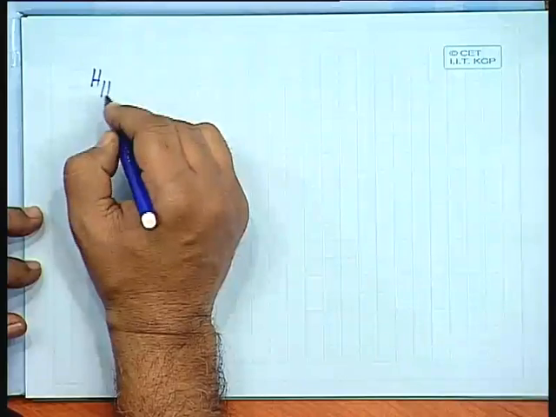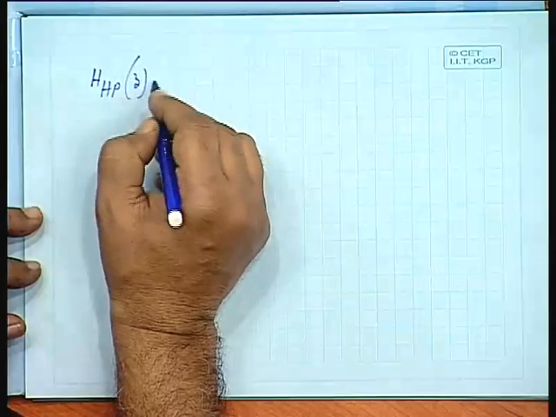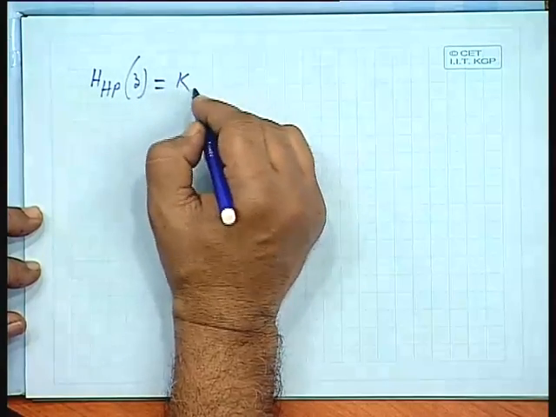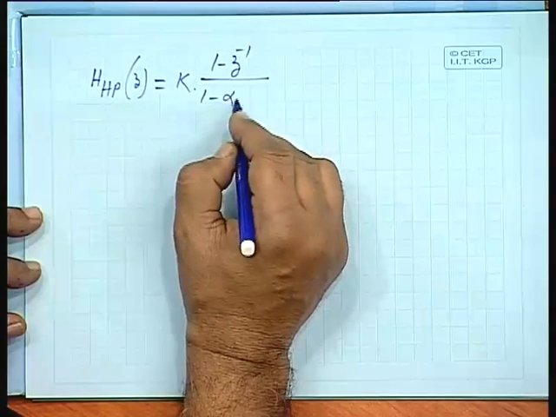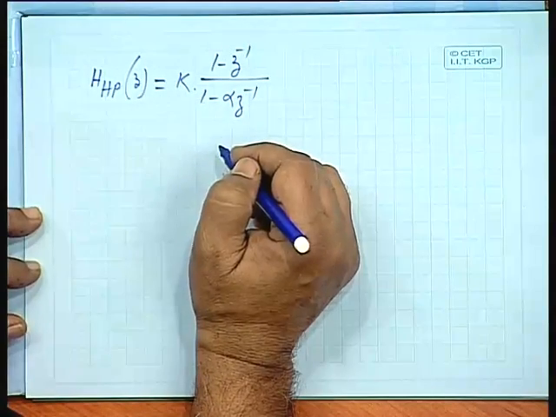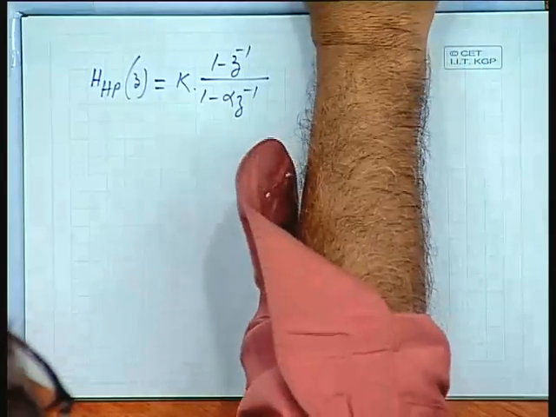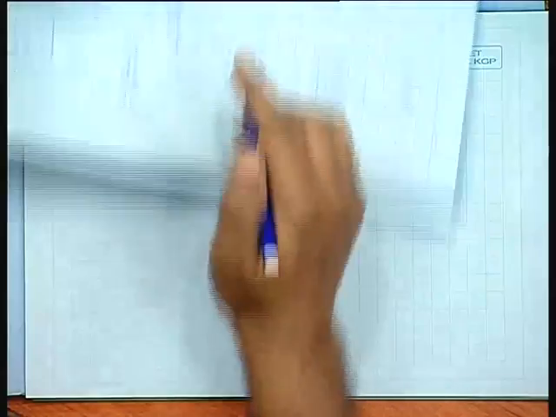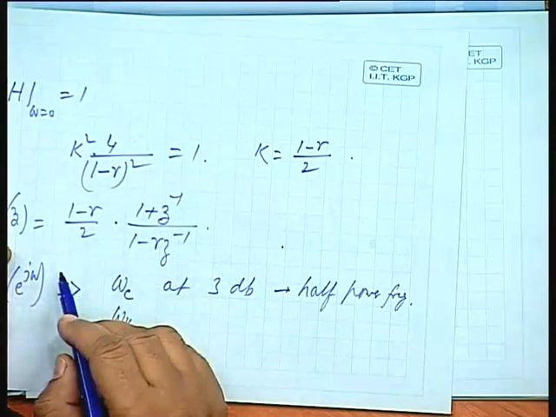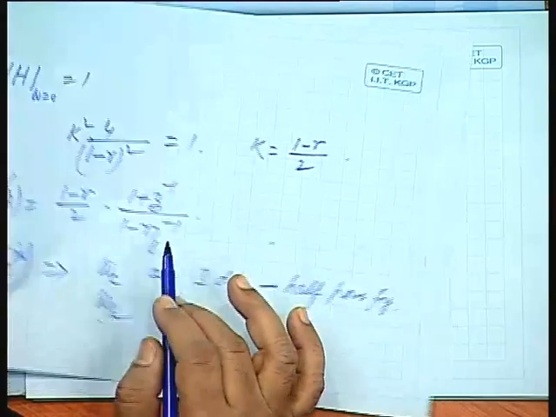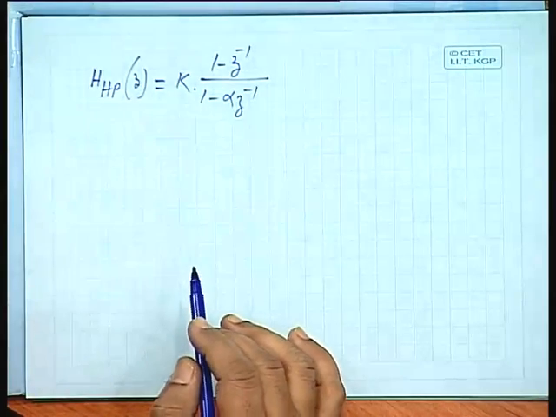Now if in the same function we have say H high pass is k into 1 minus z inverse by 1 minus alpha z inverse. The last one that we had, if you remember, 1 plus z inverse. Now I am shifting the 0 to the other side, this I have retained as it is. Then what do you get?